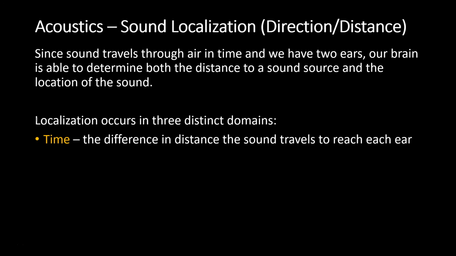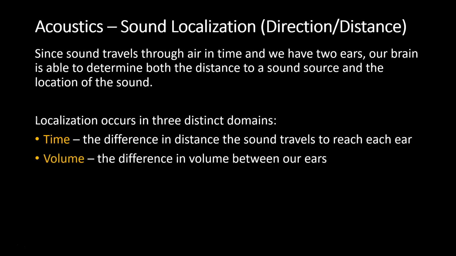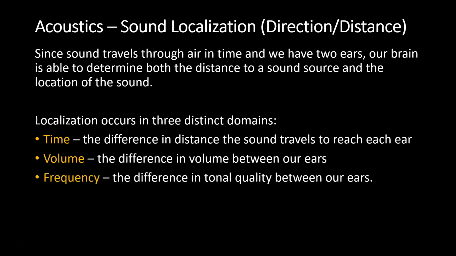The first one is time, and that's the difference in distance the sound travels to reach each ear. The second one is volume, and that's the difference in volume between our ears. And the third one is the frequency response, or the difference in the tonal quality between our ears. Basically, the difference in distance, if a sound is to our left, then it will arrive at your left ear before it arrives at your right ear, and that distance is less than 1 foot, but our brain can detect the difference.